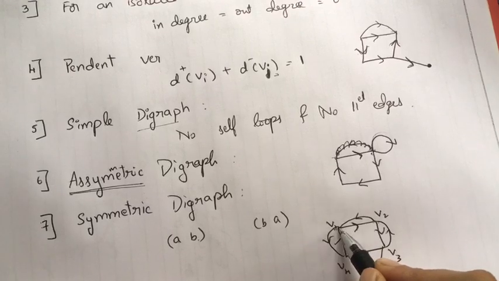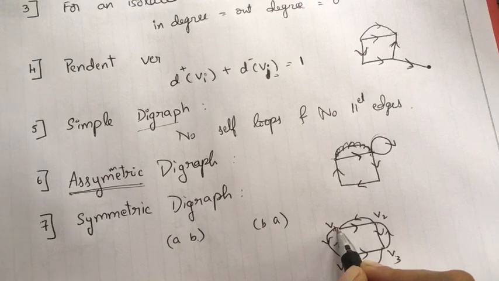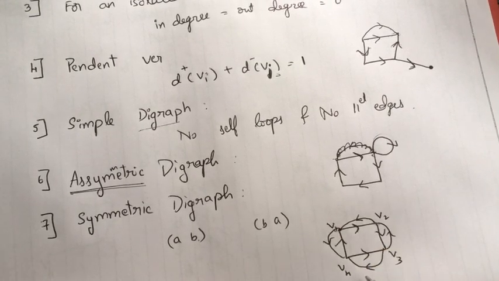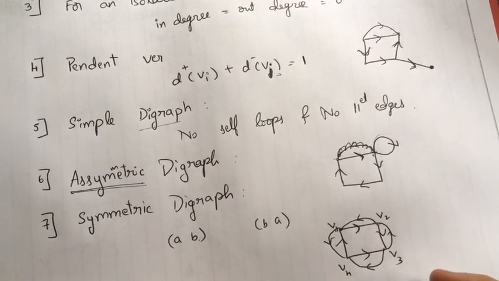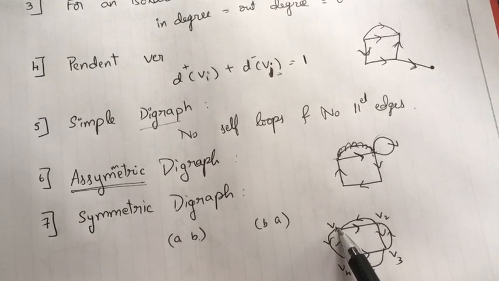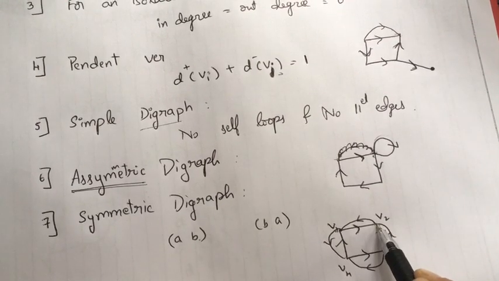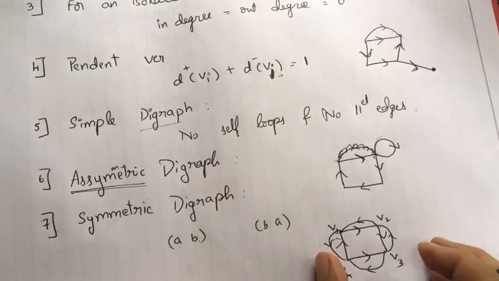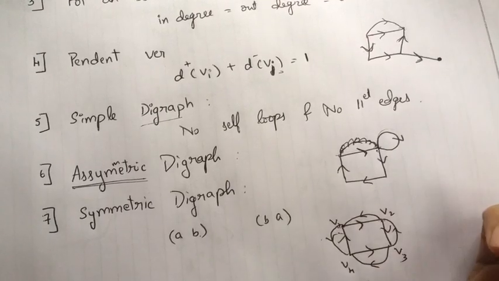Meaning if I have an edge from V1 to V2, then there has to be an edge from V2 to V1. And if all the sets of vertices have such edges, then I can say that the graph is symmetric. A digraph in which for every set of vertices V1 and V2, there has to be an edge from V2 to V1, then I can say that graph is symmetric. This is an example of a symmetric graph.